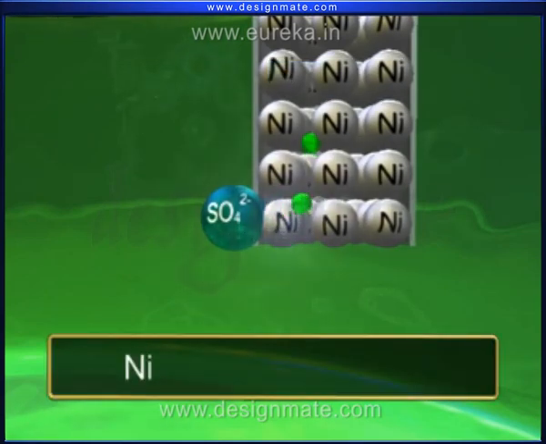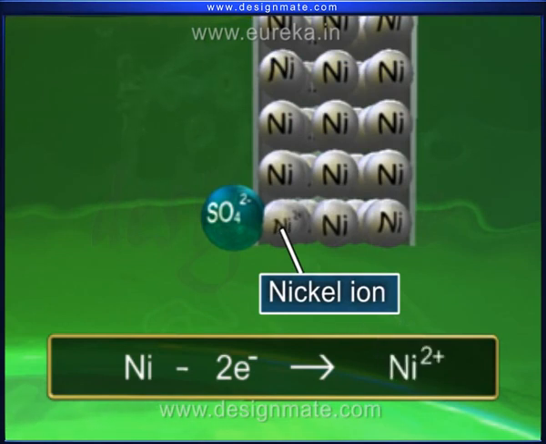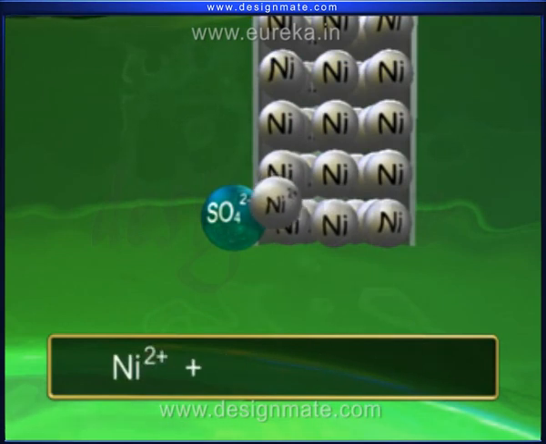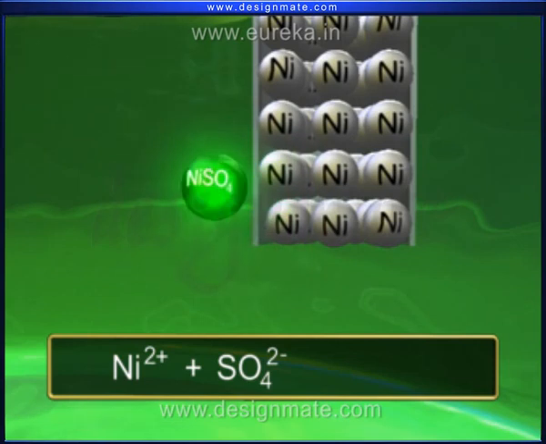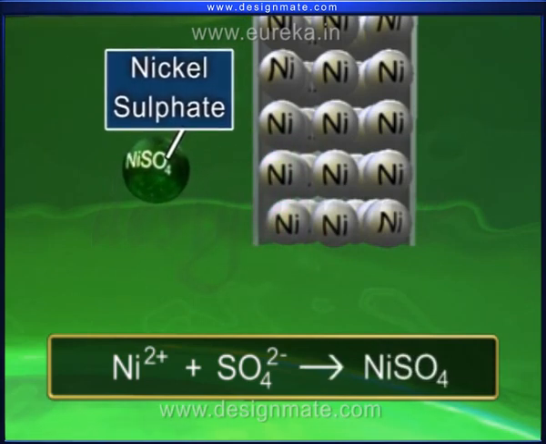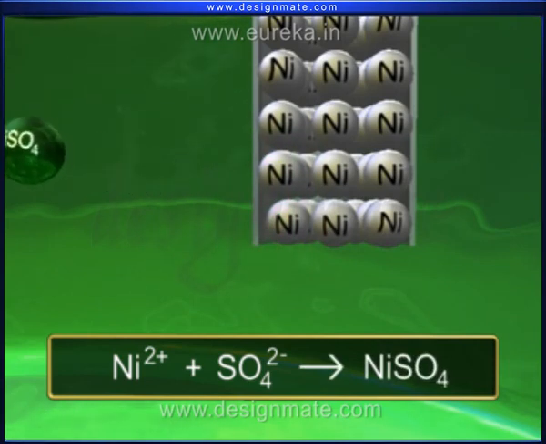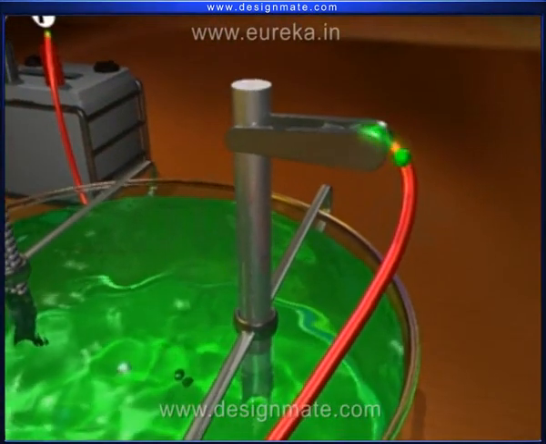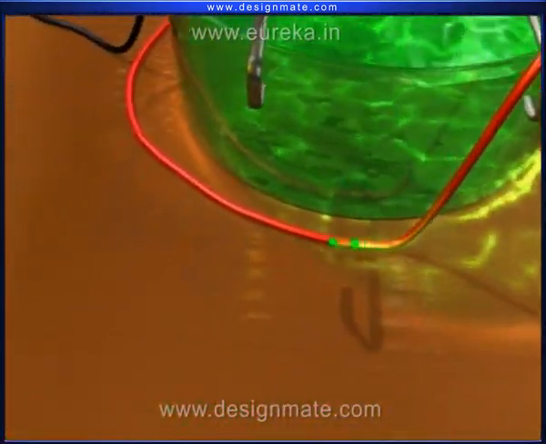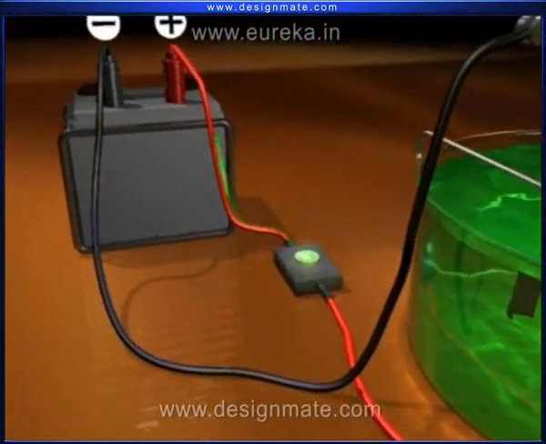Here, a nickel atom from the anode loses 2 electrons to give a nickel ion. This nickel ion combines with a sulfate ion to form nickel sulfate, which enters the electrolytic solution. The 2 electrons released from the nickel atom travel through the external circuit and reach the cathode.